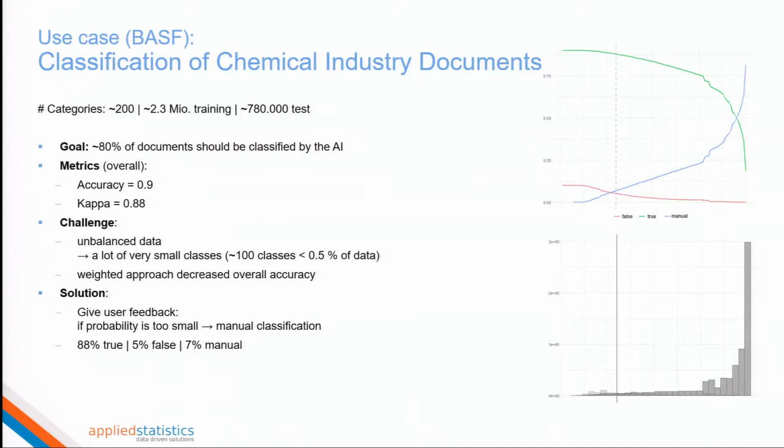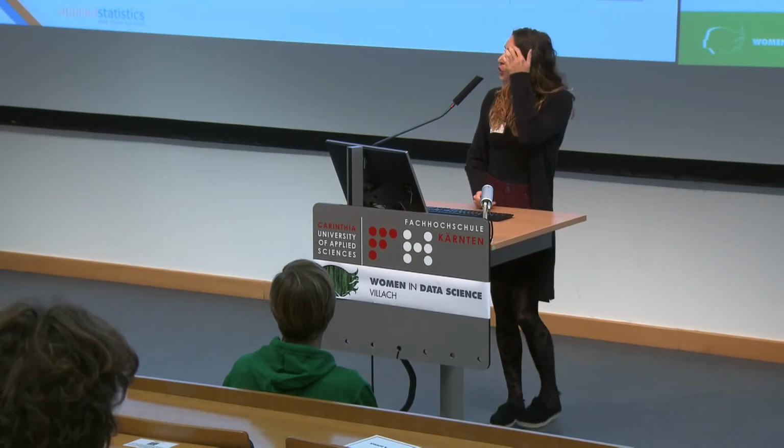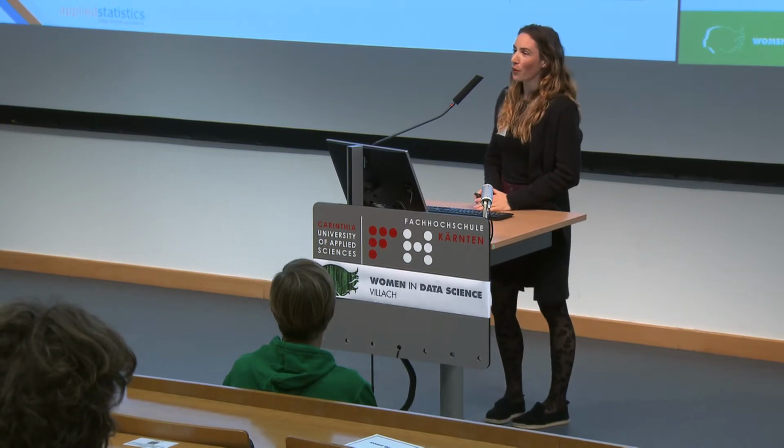And now I'll give you a bit of information about the use case. Of course, I cannot tell you too much because it's confidential, but nevertheless, I can give you an overview of what was achieved on this problem. The project itself was done in cooperation with BASF, a big company in the chemical industry. So we're talking here about the classification of chemical industry documents. That's important to note, because they have, of course, a very specific vocabulary. So this model will not fit any other problem, but is really specific to the documents that they were having.